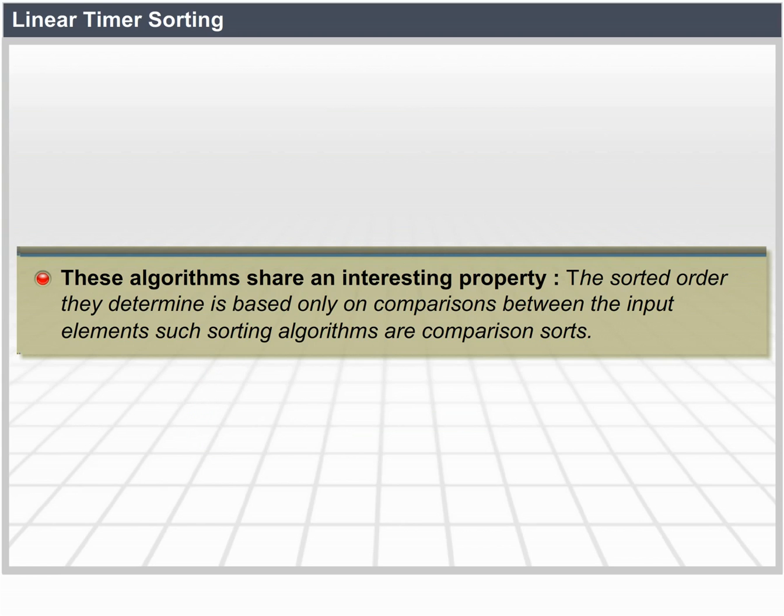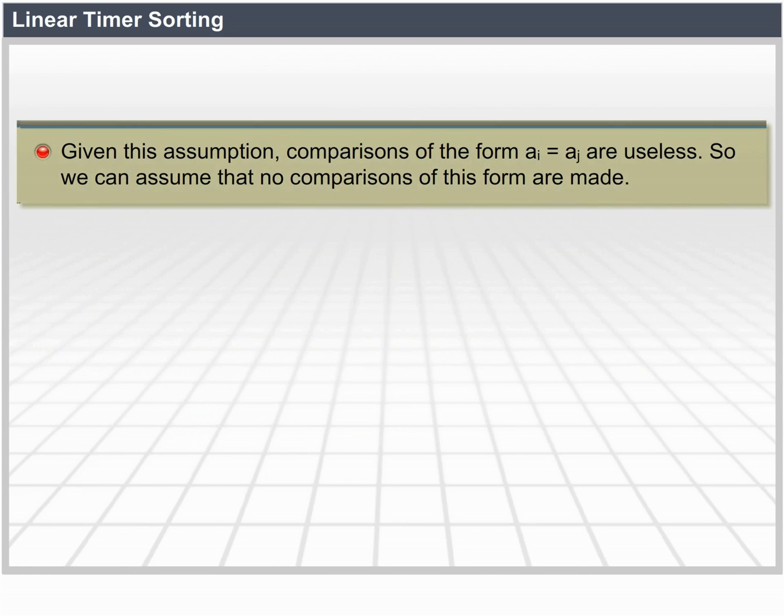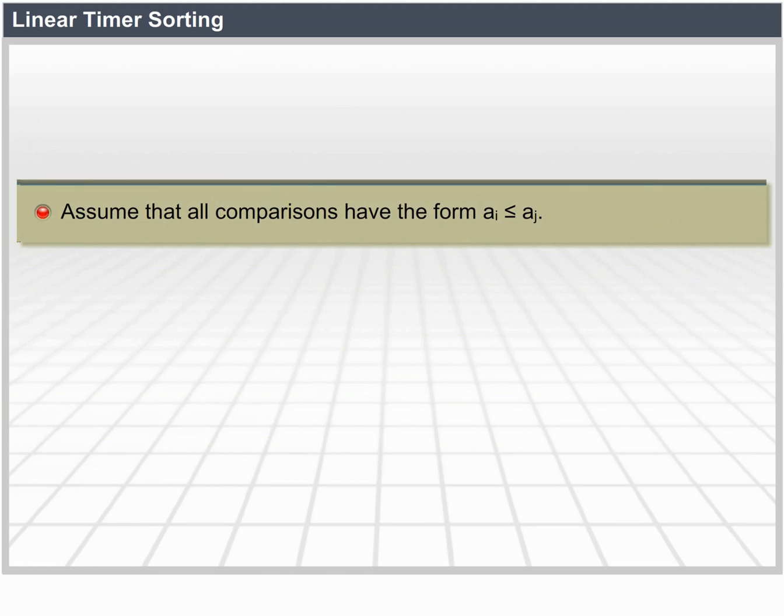In this section, we assume without loss of generality that all the input elements are distinct. Given this assumption, comparisons of the form a_i equals a_j are useless, so we can assume that no comparisons of this form are made. Assume that all comparisons have the form a_i less than or equal to a_j.